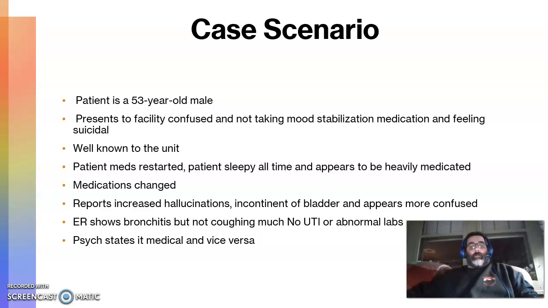He goes through a couple of medication changes, and within a week starts reporting increased hallucinations, incontinence of the bladder, and appears to be more confused. So the unit sends him out to the ER. The ER shows that he has bronchitis. He's not coughing much, and while he was there, there was no evidence of a UTI or any abnormal labs. Psych is stating that it's medical, and medical is stating that it's psych.